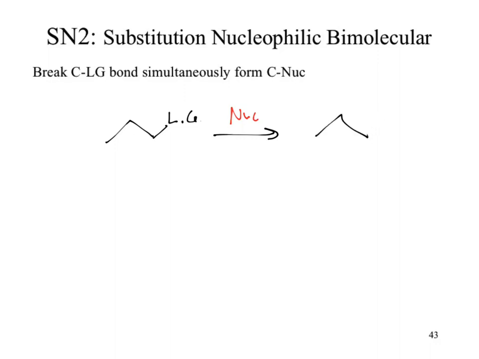So how do I do that? Draw arrows. Where? From the bond right next to him. Okay, the bond between the carbon and the leaving group, those electrons go where? It's in the leaving group. Okay.